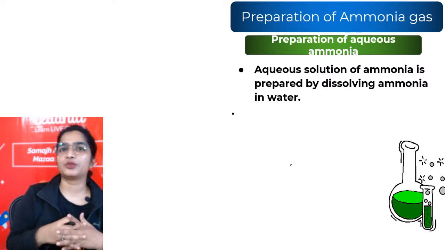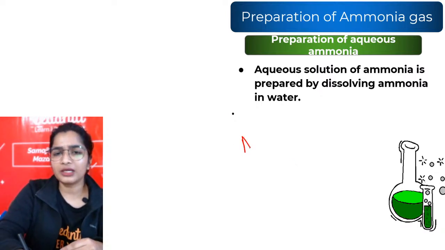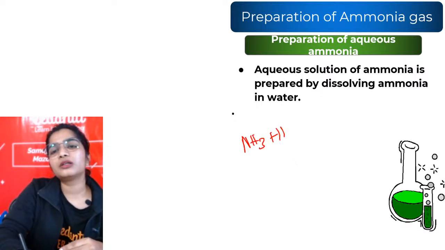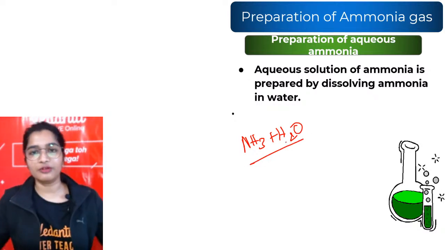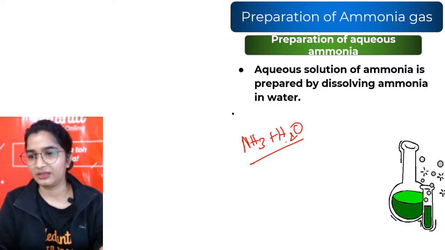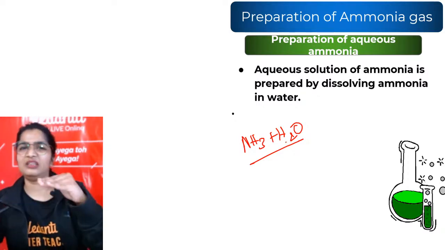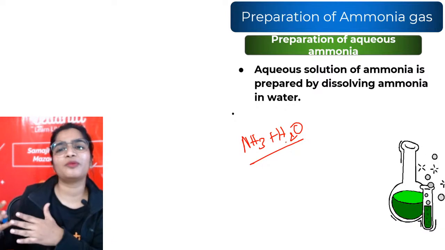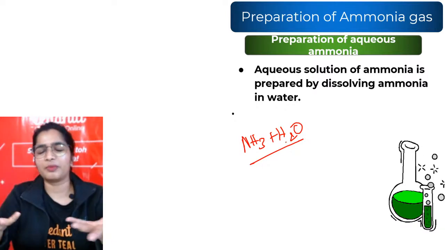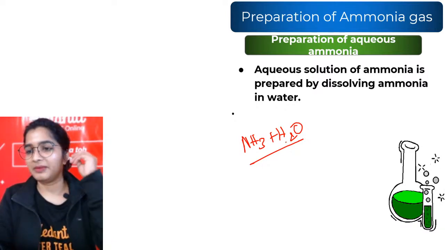So aqueous solution, what is an aqueous solution? Ammonia gas, when it is dissolved in water, you will get the aqueous solution of ammonia. So how to prepare this, you tell me. Even when we are mixing water, should there be any process, any rules to be followed, or just mix it, like how we prepare lime juice? Tell me.